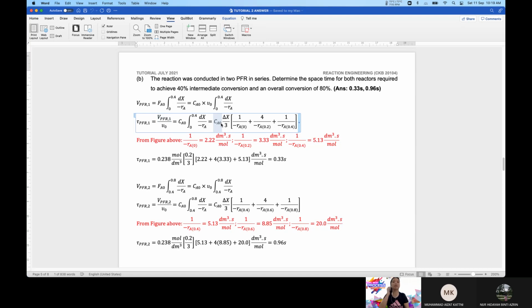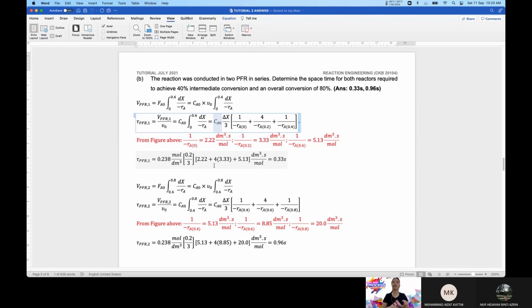So CA0 pun sama. Tak ada perubahan suhu, tak ada perubahan tekanan, CA0 stays. So same concept. Kalau FA0 tadi tak ada perubahan CA0, tak ada perubahan V0, FA0 stays. CA0 pula tak ada beza suhu, tak ada beza pressure, CA0 is still the same, which is 0.238 as we calculated. Okay, dan dalam 3 point tu, kita tengok balik lah.